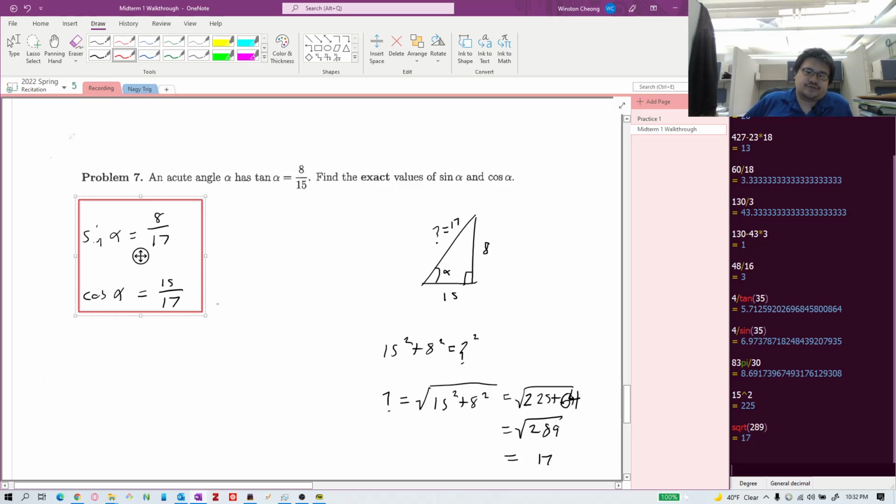If you were to try to avoid doing this graphically, you could use the Pythagorean identity to get secant, then reciprocate it to get cosine. I don't know if there's an easier way to get anything.